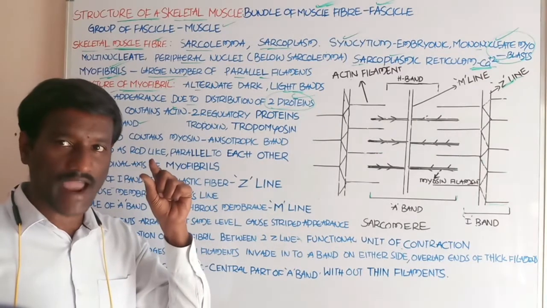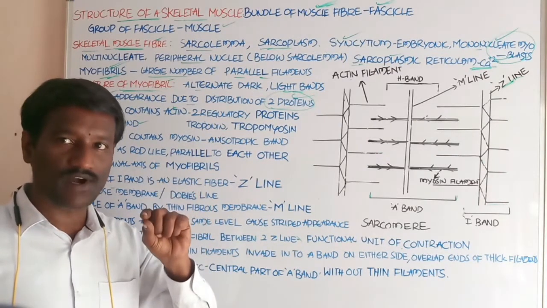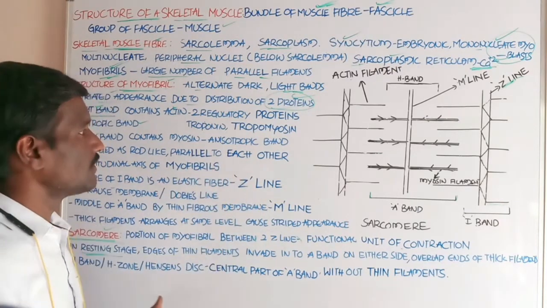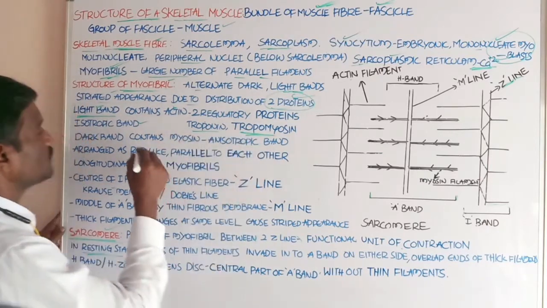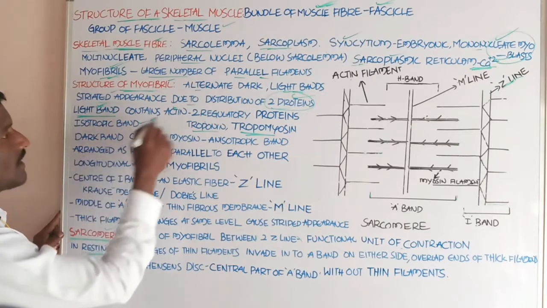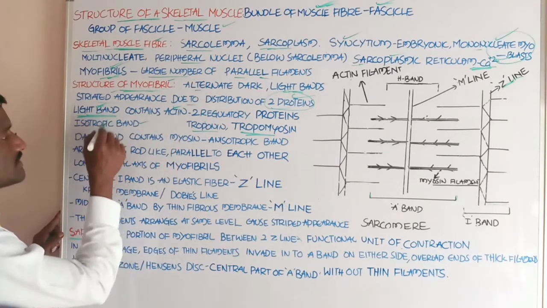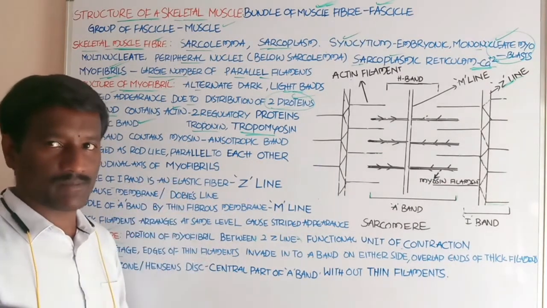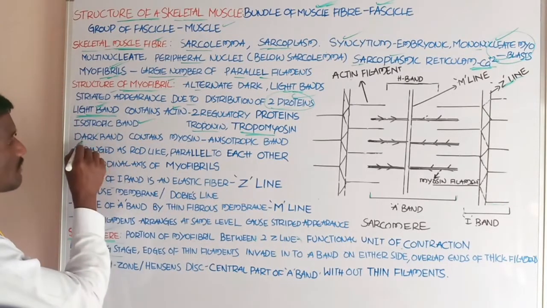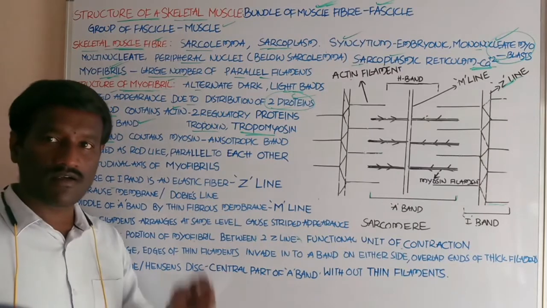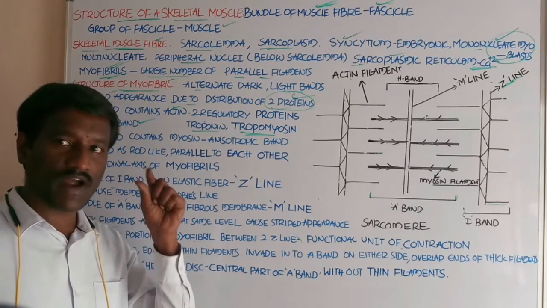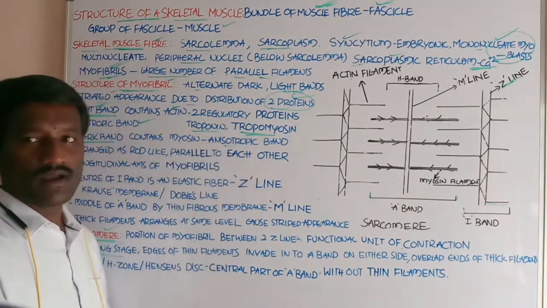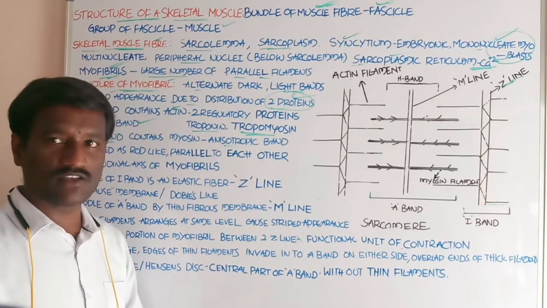The light band consists of the active protein actin and also two regulatory proteins, troponin and tropomyosin. The light band is also called the isotropic band, or I band. Next, the dark band. The dark band contains myosin protein. This myosin protein forms the A band, the anisotropic band.